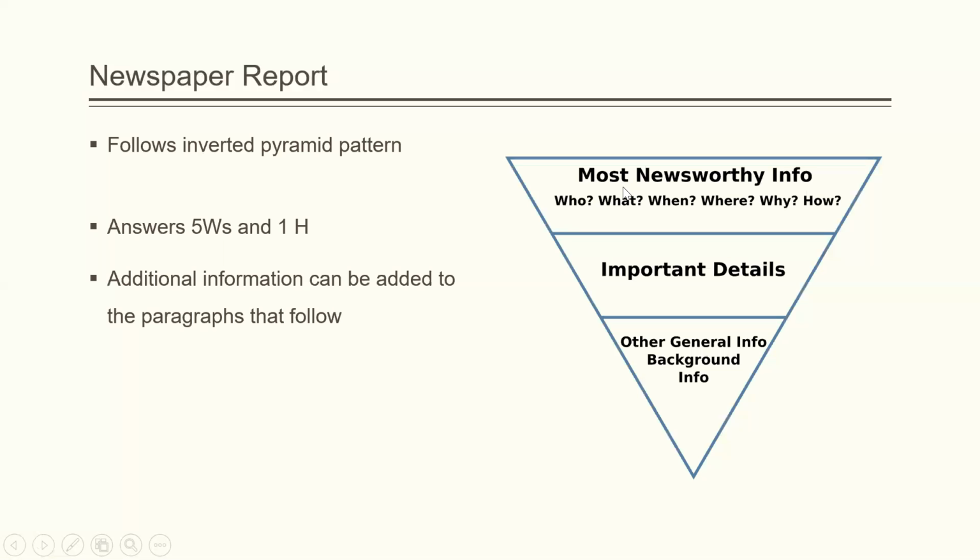That is, the base of the pyramid is the introductory paragraph of the newspaper article, and that is the most important part of the report, and it should answer 5 W's and 1 H. 5 W's mean who, what, when, where, why, and how is the 1 H, and additional information could be given in the remaining paragraphs. So this is what you mean by newspaper report.